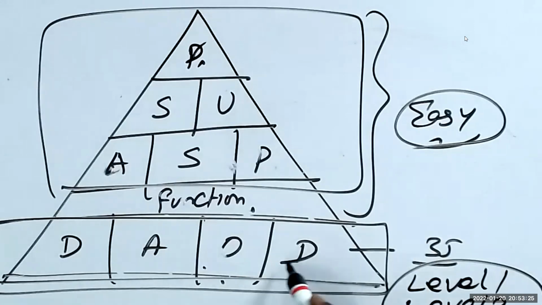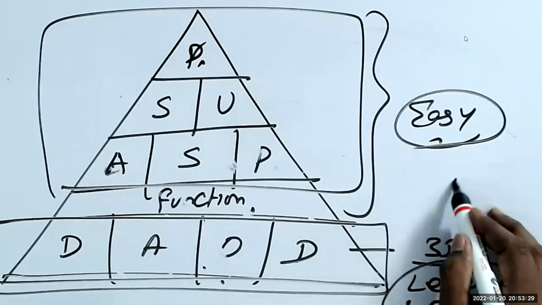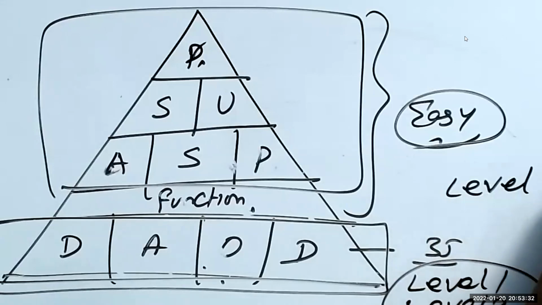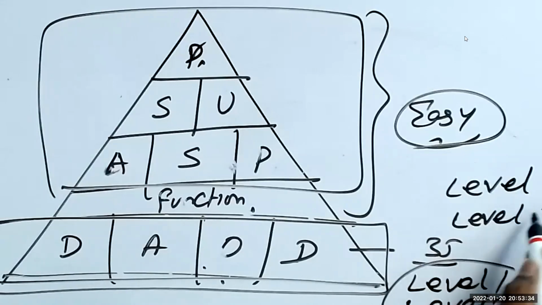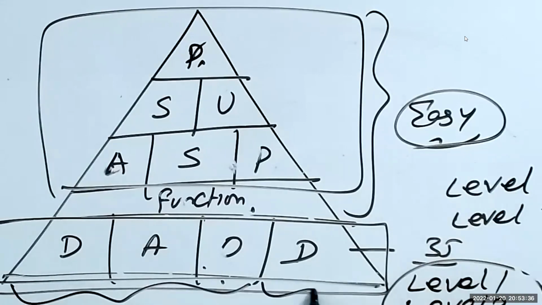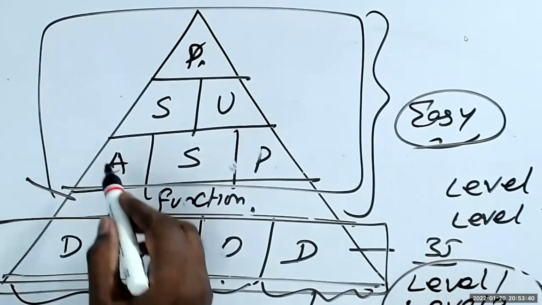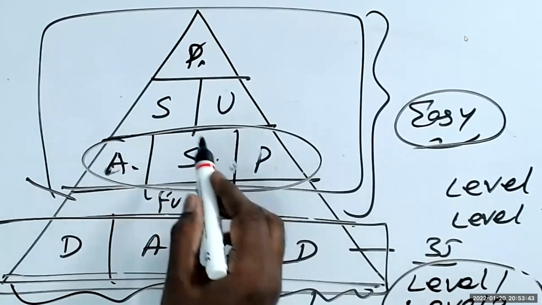When you're doing level 1, you can do the level 1 problems. In the C drive, I have written level 1 and level 2. Level 1 is up to this. Level 2 is this. And level 3 will be functions. Level 4 will be these ones. It goes like that.